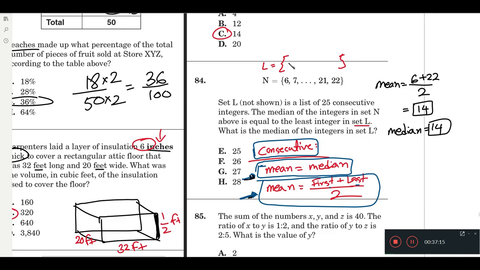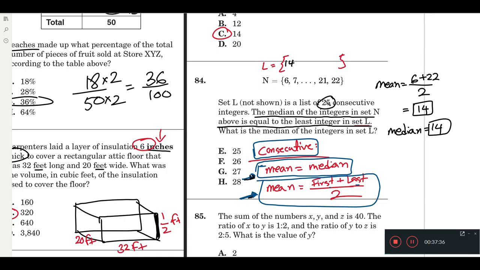So the first number in the set L is what? 14, isn't it? Because that's what they said. The median integer of the set n above is equal to the least integer of the set L. Make sense or no? Alright, now what is the median of the integers in set L?